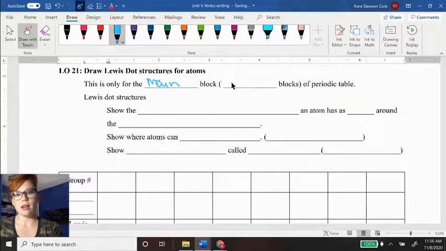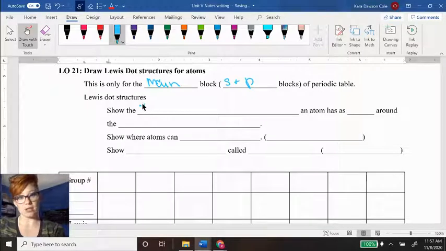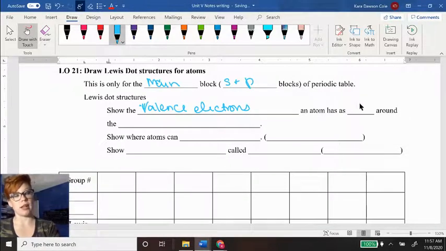The main block is the s and p orbitals, or s and p blocks of the periodic table. So anything that has ns2, np6, or ns2, np and so on, that would be the main blocks. So for the Lewis dot structures, all they are concerned with, because we are starting bonding, are the valence electrons. The valence electrons are what bond in an atom.